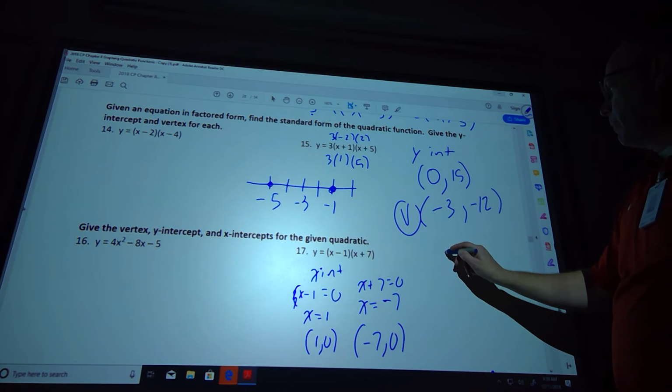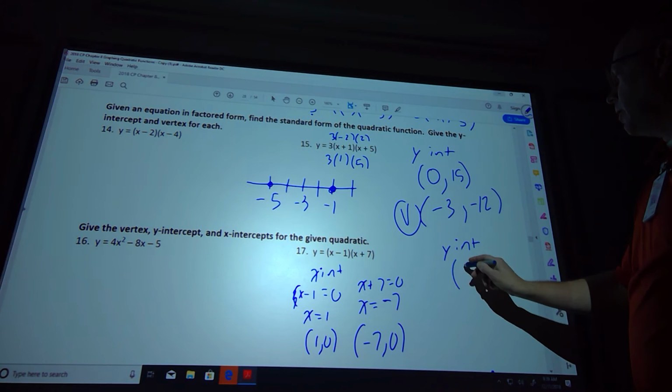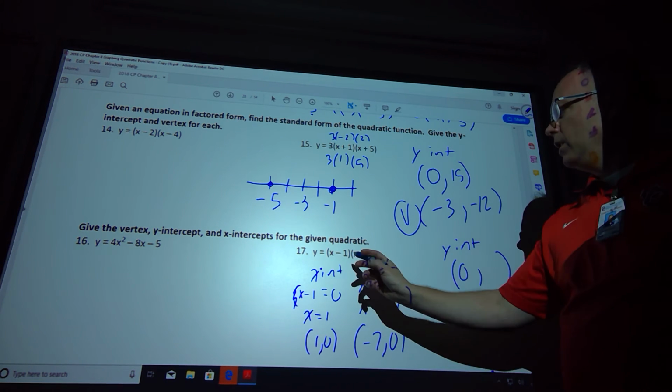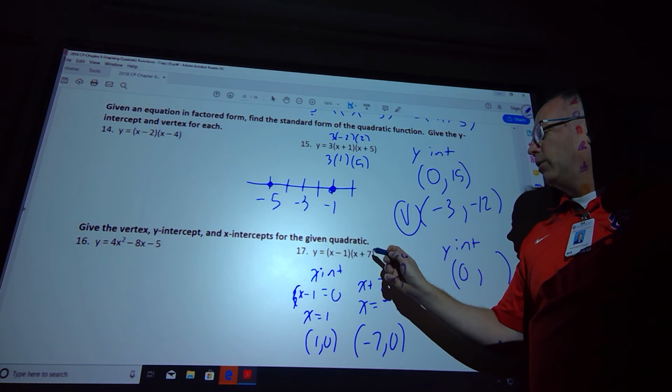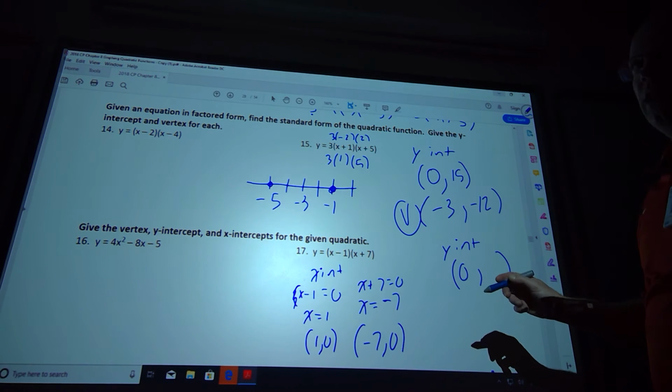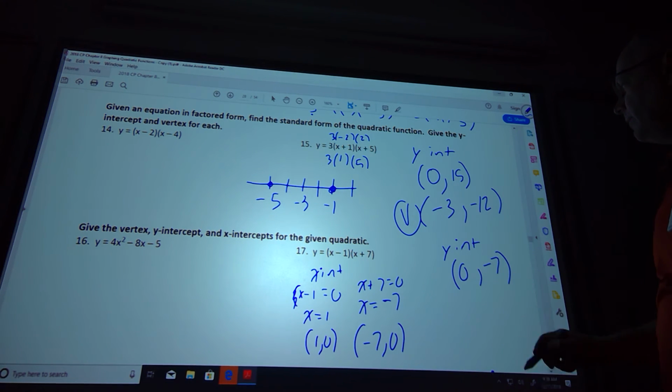My y-intercept, remember, I'm going to plug 0 in for my x value. So 0 minus 1 is negative 1. 0 plus 7 is 7. So negative 1 times 7 is negative 7. And then we need to find the vertex.